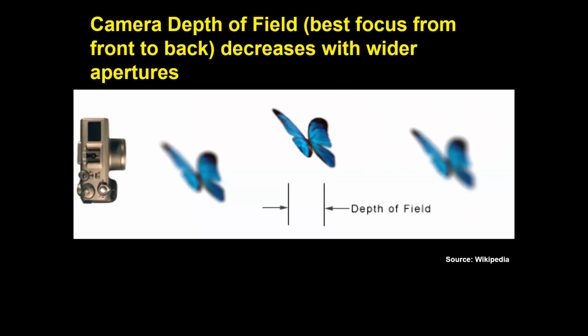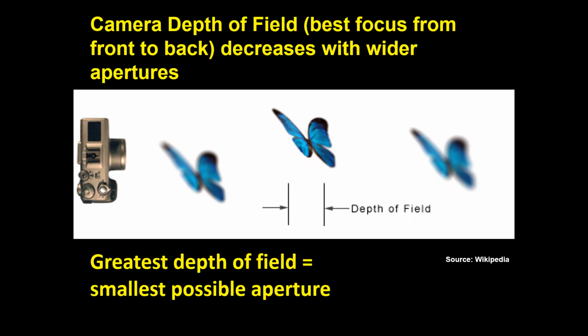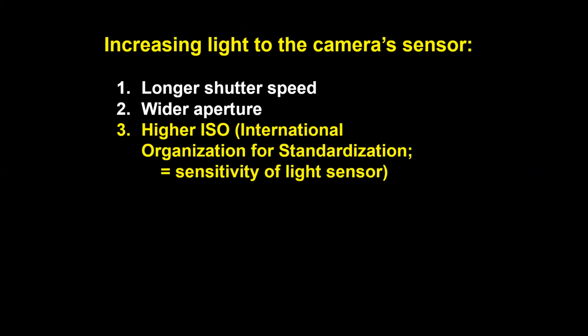Now, there's a depth of field, or the area that's in focus with a lens. Things that are too close will be out of focus. Things that are too far will be out of focus. There's an area where it has the greatest focus. And the greatest depth of field comes with the smallest possible aperture. So f/16 is better than f/2.8 for depth of field.